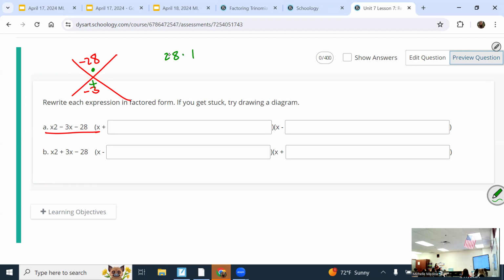Like 28 and 1, but there's no possible way I could make that equal negative 3. What else? Okay, that could work. And since we multiply to get a negative, I know one of these has to be negative. Since I add to get a negative, it has to be which one?